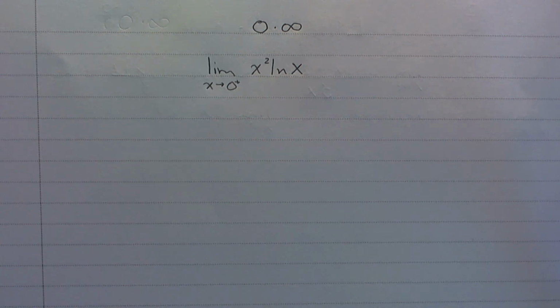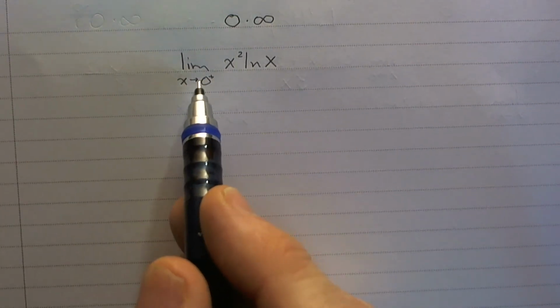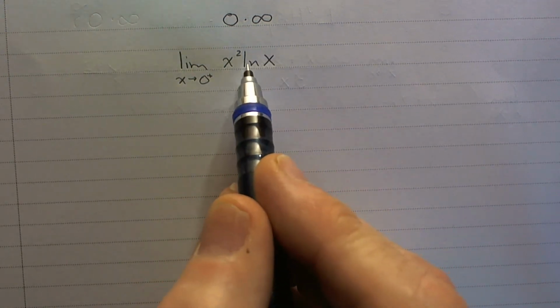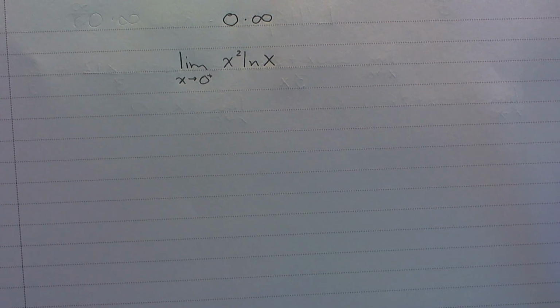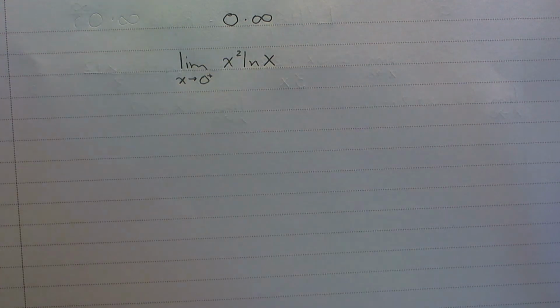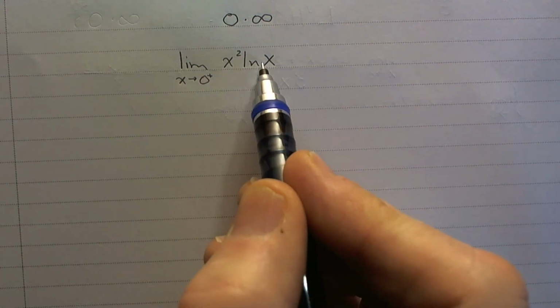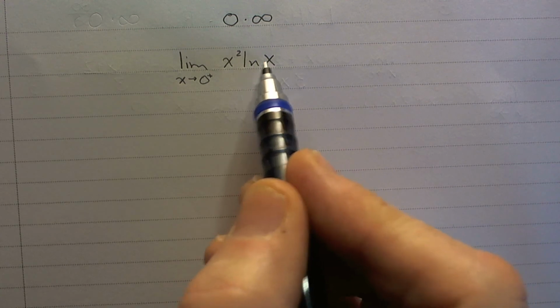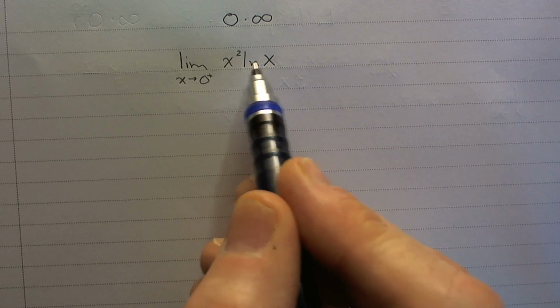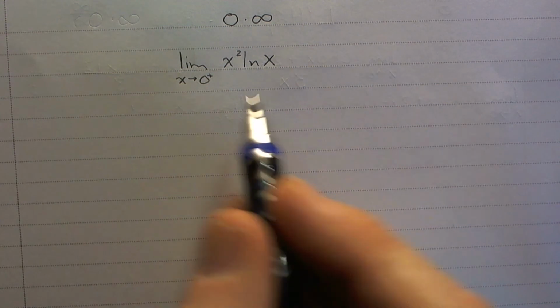Let's look at a couple of examples of the indeterminate case 0 times infinity. So I've got this first one here. I've got the limit as x goes to 0 from the right of x squared log x. Now you notice that the limit as x goes to 0 of x squared, of course, is 0. And the limit as x goes to 0 from the right of log x is negative infinity. So we have this case where we have 0 times infinity. And the fact that it's negative infinity doesn't matter. So let's see how we would approach this.